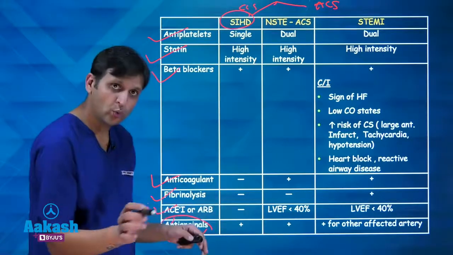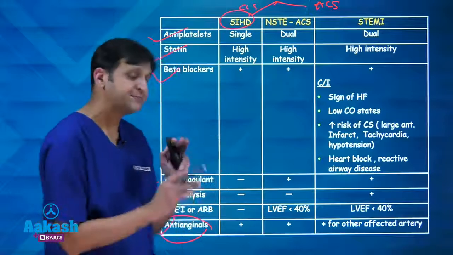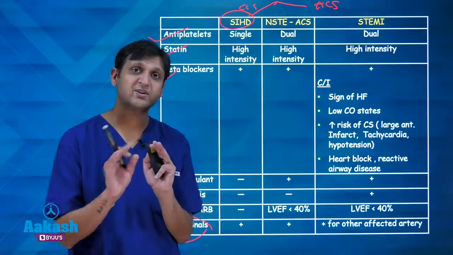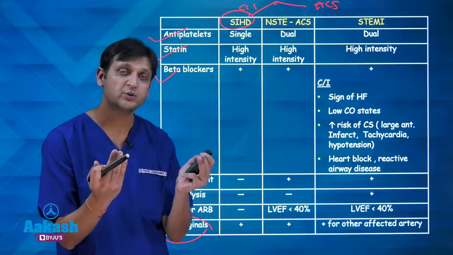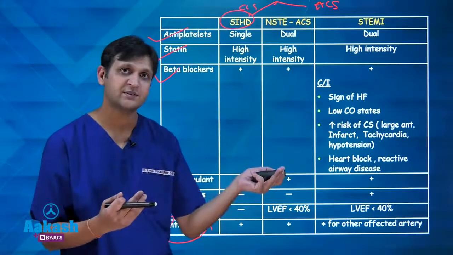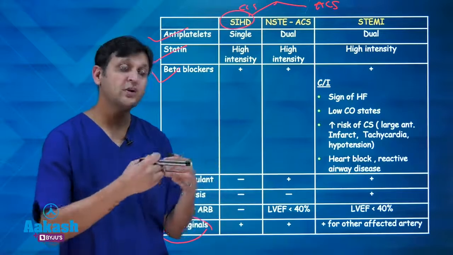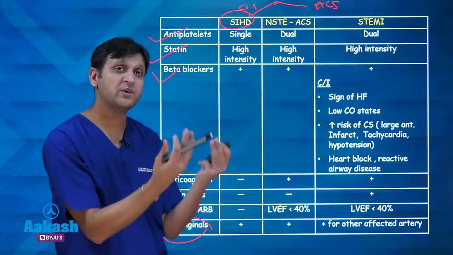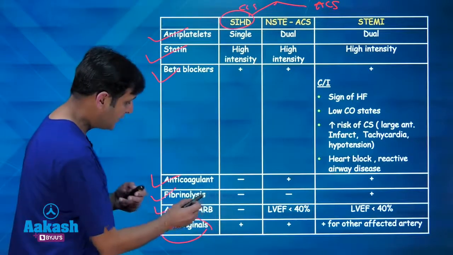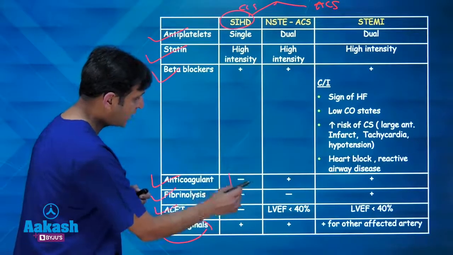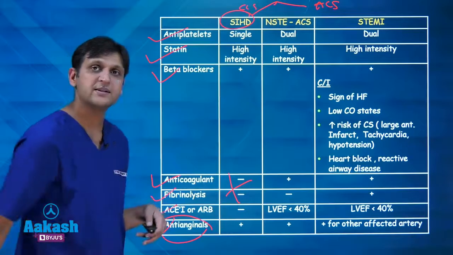Now, as we all know from the pathophysiology slide that the stable ischemic heart disease or a stable plaque has a thick fibrous cap, right? There's no rupture, so there's no need for anticoagulants. Simple, right? There's no rupture to cause clot and there's no luminal obstruction, so there's no need for fibrinolytics. Therefore, anticoagulants and fibrinolytics are not required in a patient with stable ischemic heart disease.